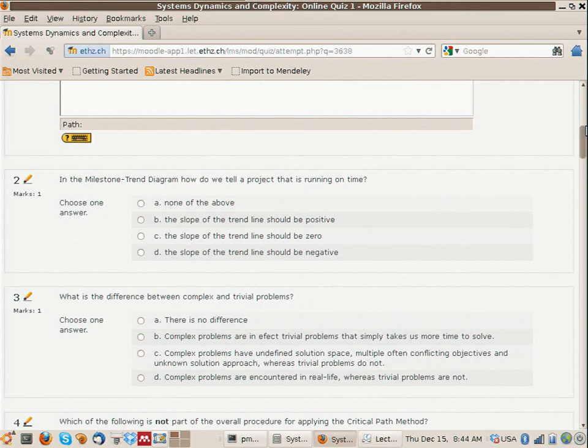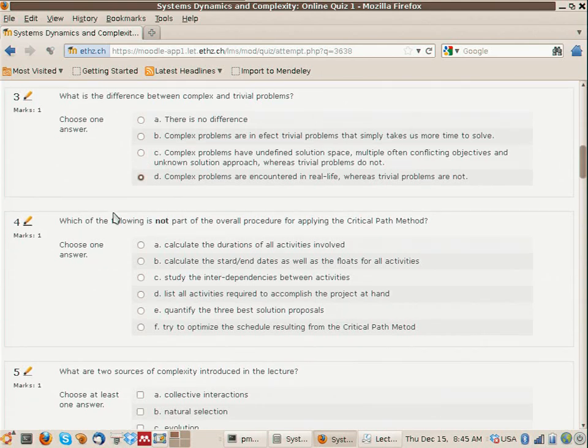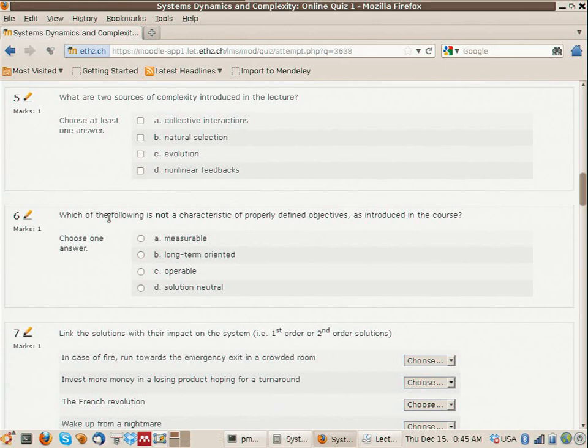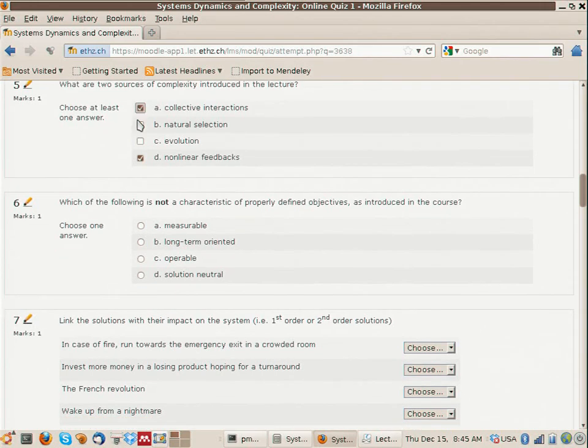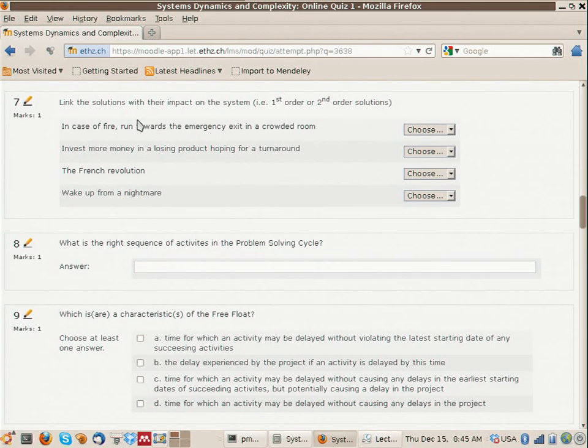Milestone trend diagram, okay, well, this is just the slide. What is the difference between complex and trivial problems? It's basically this. It's what I said, right? We have unclear solution space and then multiple conflicting criteria and so on and so forth. This is directly from the slides. What are two sources of complexity? Introduced in the lecture, we had nonlinear feedbacks. That's one thing. This one we didn't actually study in the course. It's next semester, but we introduced it nevertheless. Okay, this is again taken from the slides, the objectives. Okay, first order, second order solutions, I think it's clear.